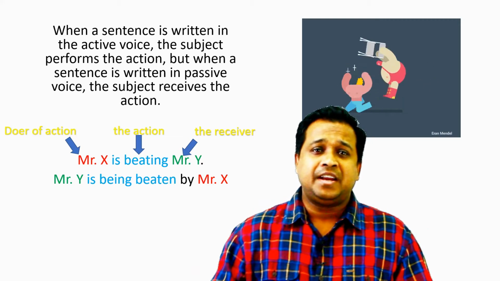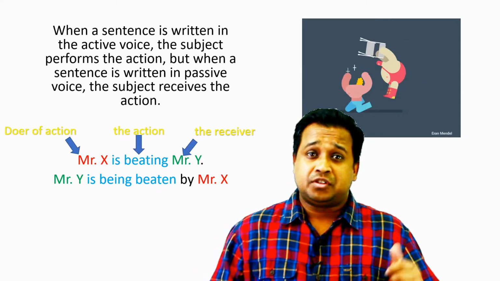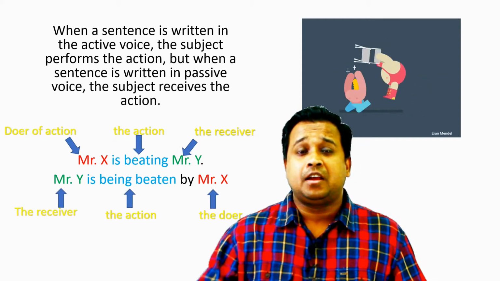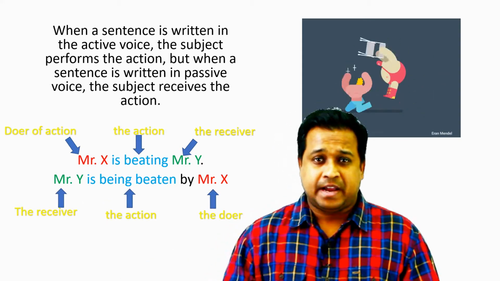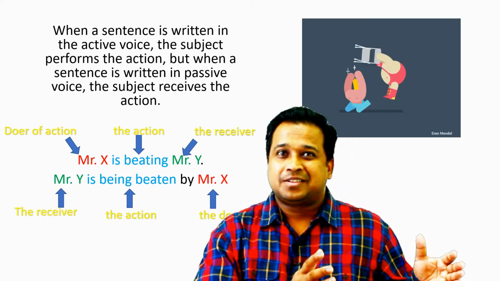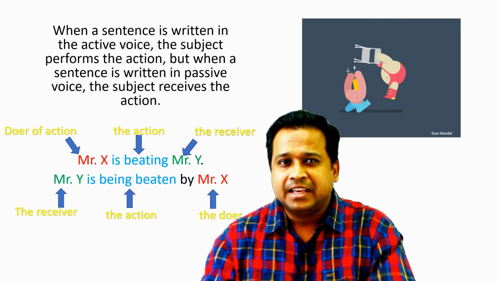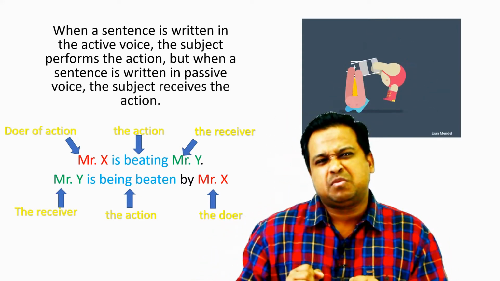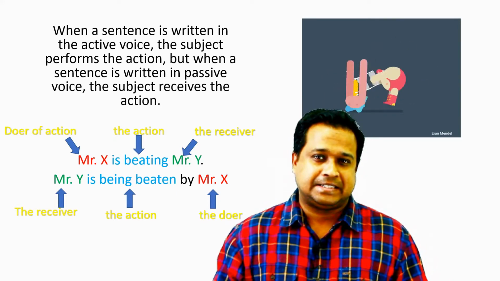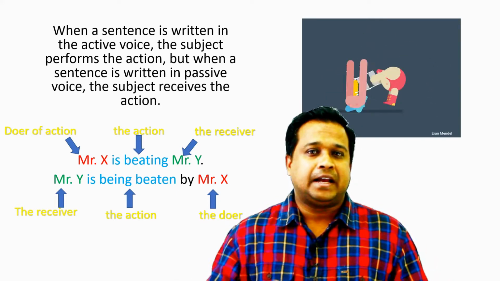If we write it the other way, meaning in passive, Mr. Y is being beaten by Mr. X. So we are trying to show you now that the subject, Mr. Y, is not doing the action of beating. He is receiving the beating. He's been beaten by Mr. X. By Mr. X indicates who is doing the action in passive.